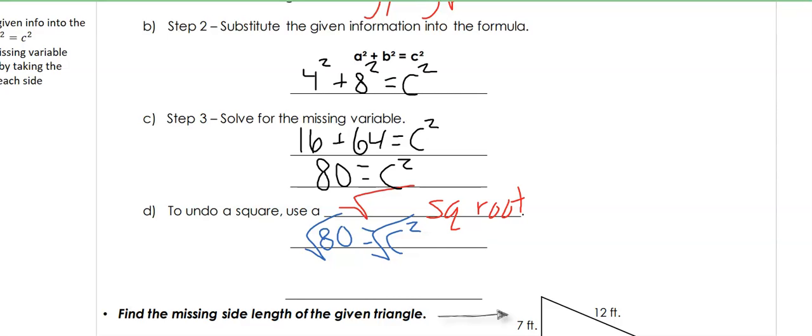So let's see, the square root of 80 is approximately 8.944, which would be equal to c. But this said to round it to the nearest hundredth. So I would round this to 8.94.